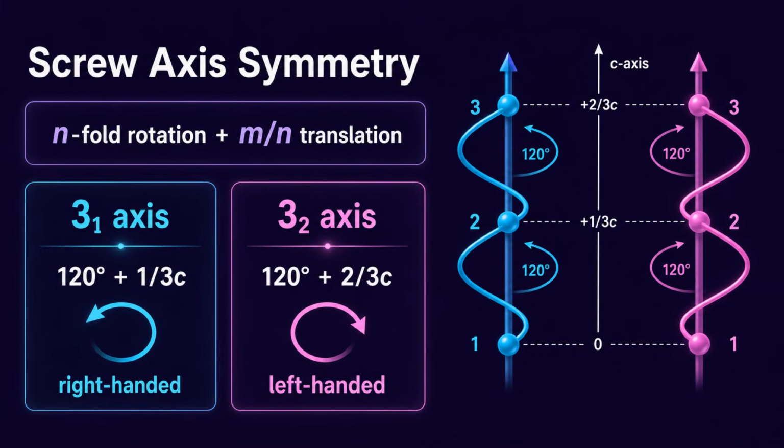Screw axis symmetry combines rotation with translation. An n-fold screw axis involves rotation by 360 over n degrees, followed by translation of m over n times the unit cell parameter c. The 3-1 axis in right-handed quartz involves 120-degree rotation plus 1/3 c translation, forming a right-handed helix. The 3-2 axis forms the opposite handedness.